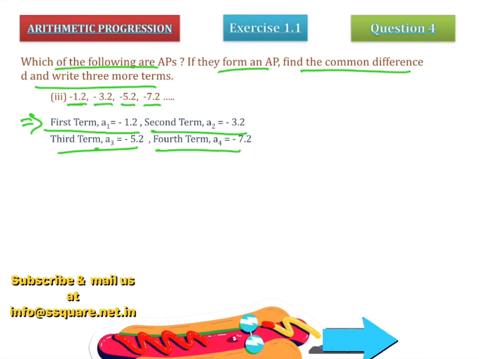First term is minus 1 by 2. Sorry, we have to always tell the number with this sign. Second term is minus 3 by 2. Third term is minus 5 by 2. Fourth term is minus 7 by 2.